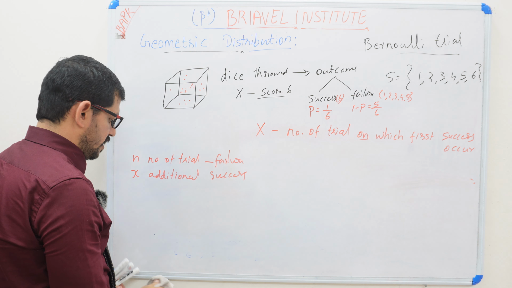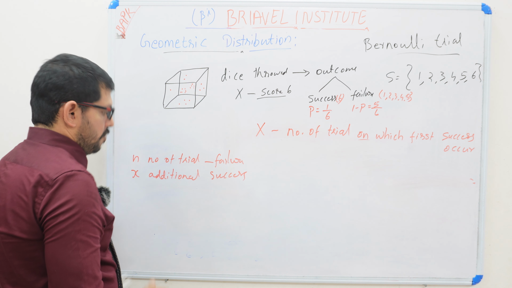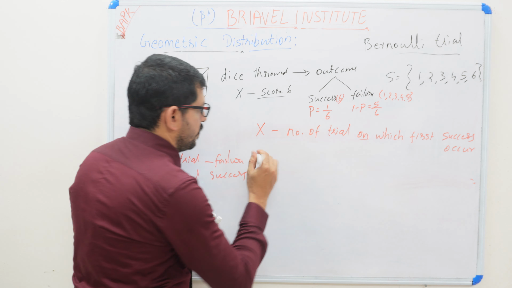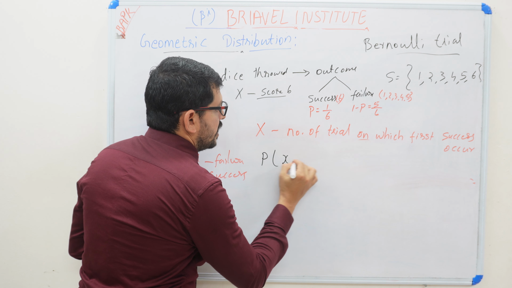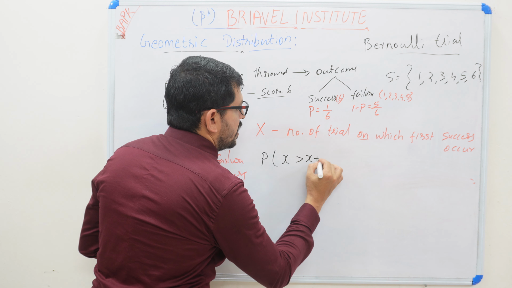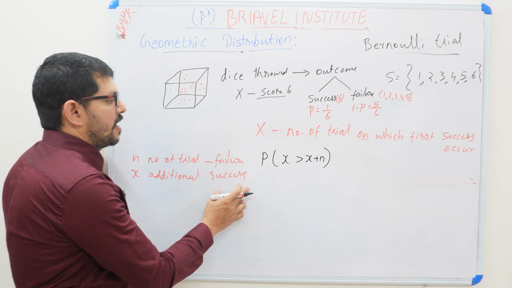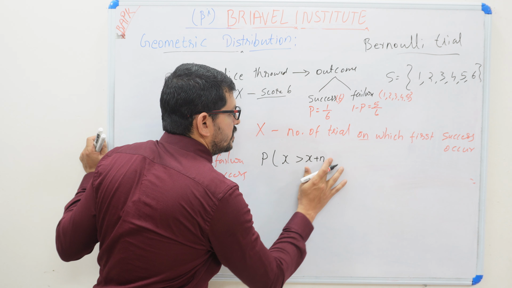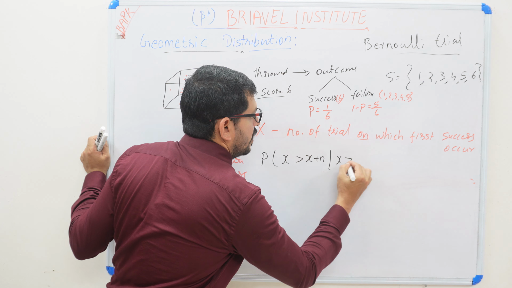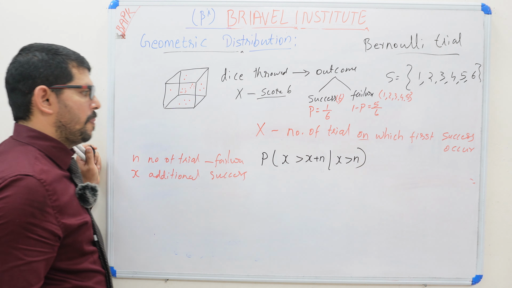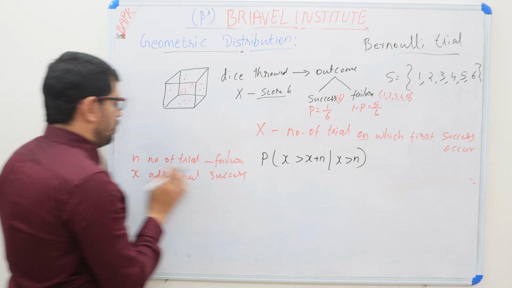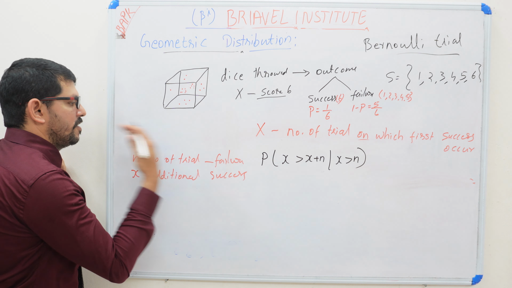You can write this condition as the probability of X greater than x plus n given X greater than n. This is the probability that x additional trials are required. This one says a condition that S is greater than n. You see, S is greater than n, meaning n trials have failed.